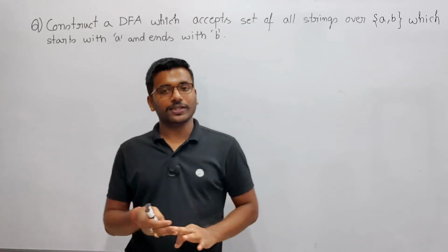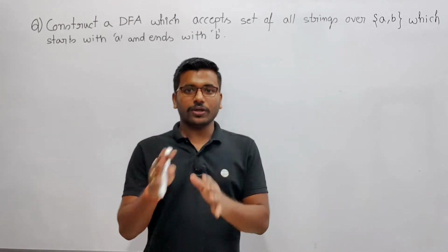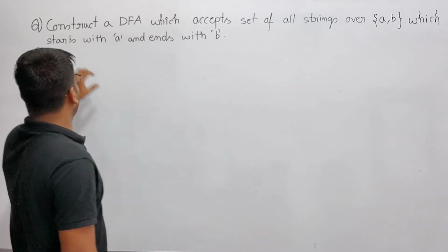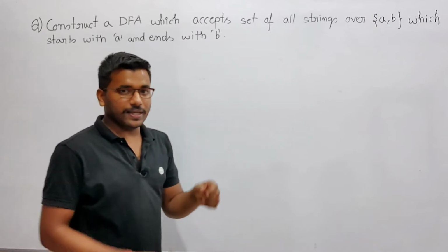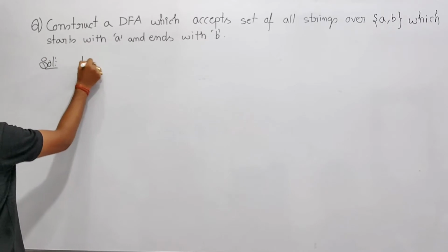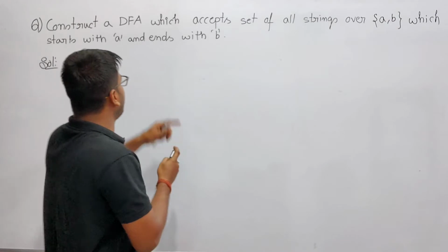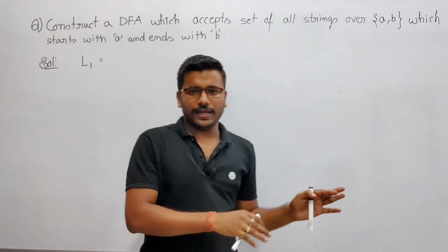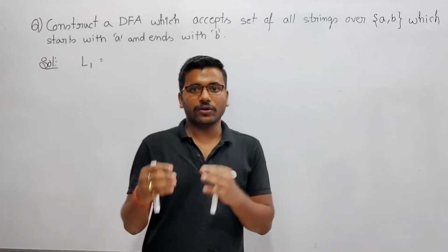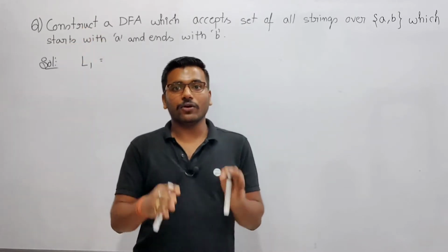One that I have shown you in the lecture, that directly you can construct. Another by using the cross product. You know the cross product, so I will not explain it here, I will just give you the idea. Here it is saying it starts with a and ends with b. This language is the concatenation of two languages, but it doesn't mean that AND and concatenation are both the same.